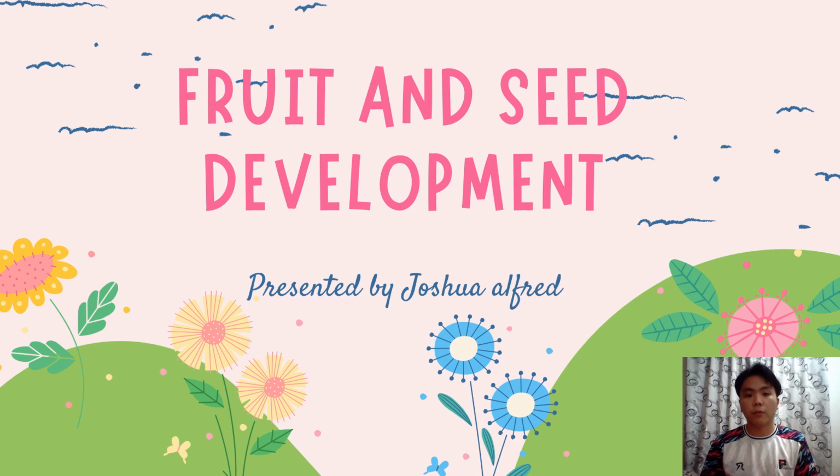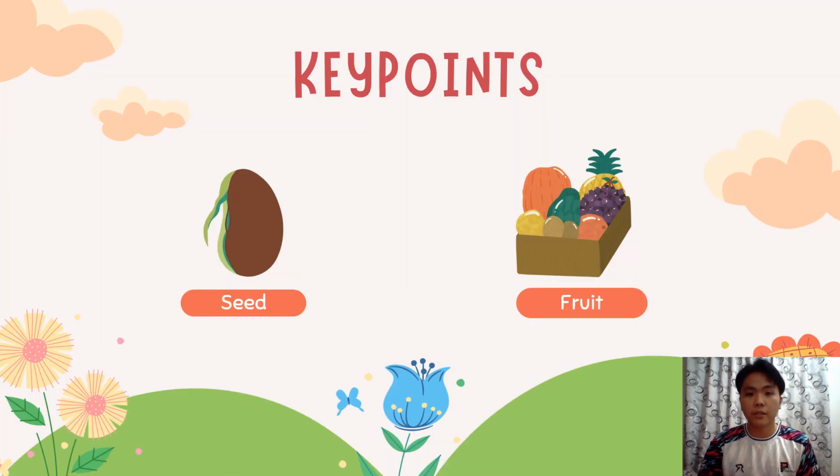Fruit and seed development is the subtopic that I chose in the AGR499 video presentation. Okay, there are two key points. The first one is seed, and the second one is fruit. Let us check what information we can get.